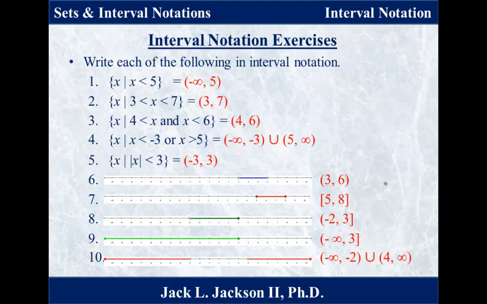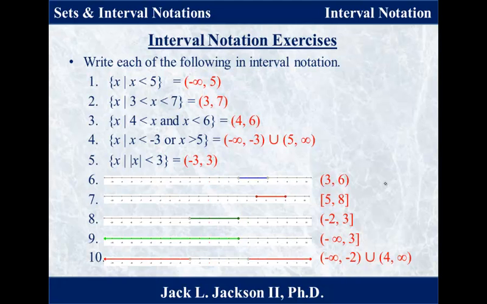The next one, when we see 3 is less than x is less than 7, that's a shorthand for writing 3 is less than x and x is less than 7, which is kind of the way I wrote the next one. The set of all x such that 4 is less than x and x is less than 6, that's the numbers between 4 and 6, so that's parentheses 4, comma 6, parentheses.